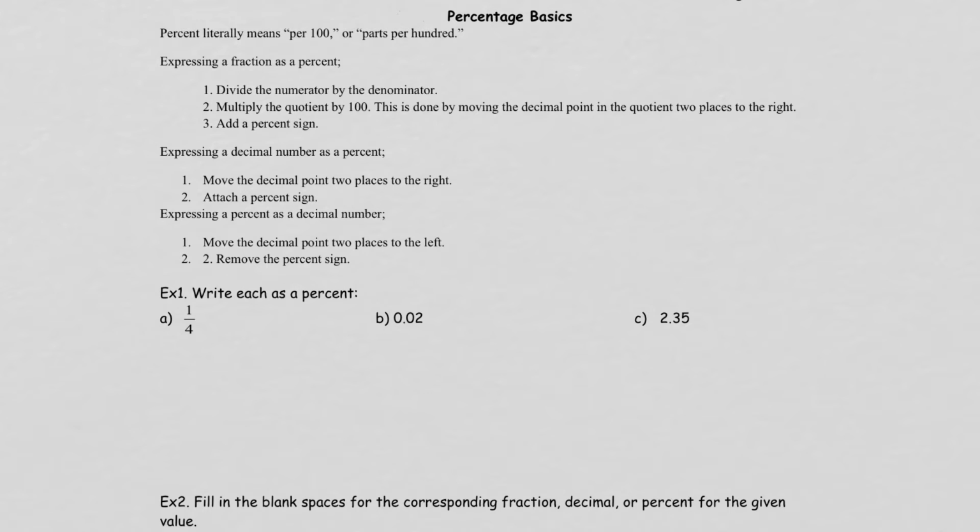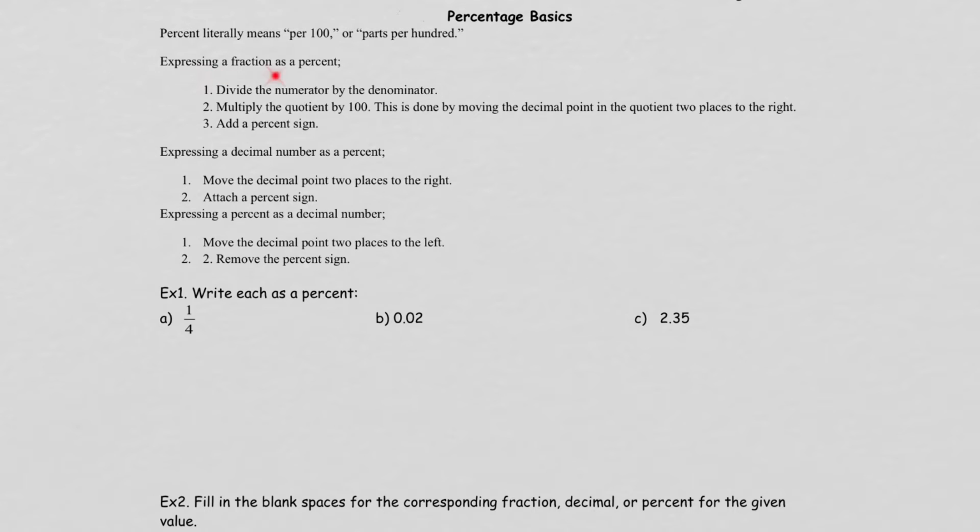Today's lesson, we're going to talk about percentage. We're going to learn how to change from fraction or decimal to percent, and percent to fraction or decimals. We need to understand that percent literally means per 100. Percent means per 100, so it means that you're dividing by 100. You're looking for part of 100. That's what percent is.